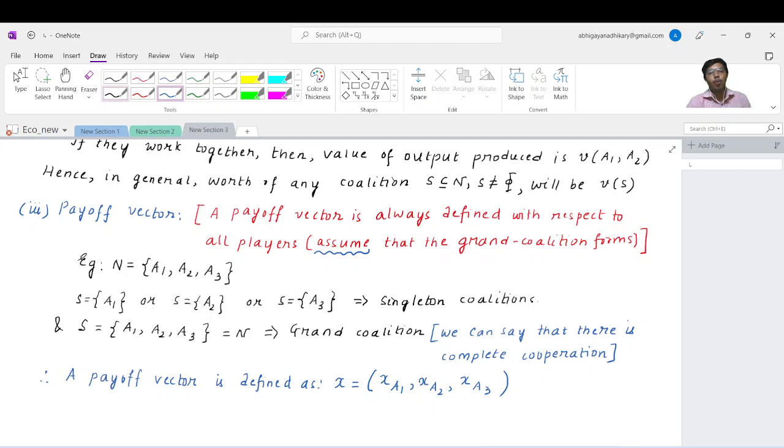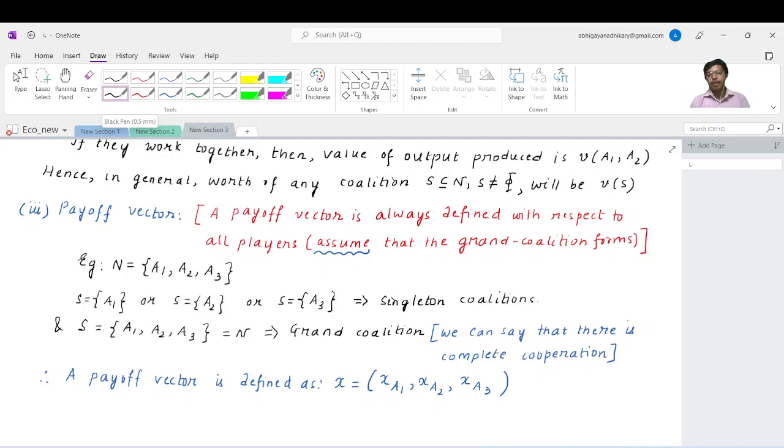What do I mean? What is X of A1? How much payoff are you giving to player A1? What is X of A2? How much payoff are you giving to player A2? And similarly, X of A3 is the amount of payoff that is being given to player A3. So essentially, a payoff vector is where you specify the payoff of each player that he or she would get if they decide to cooperate and form a grand coalition.